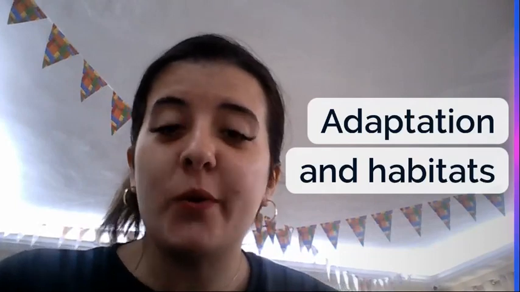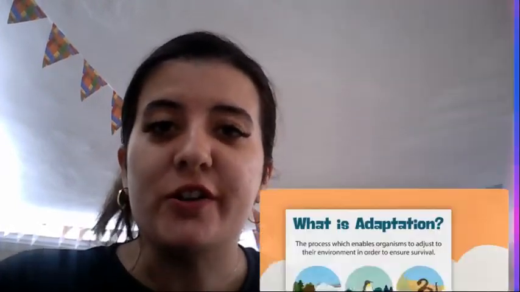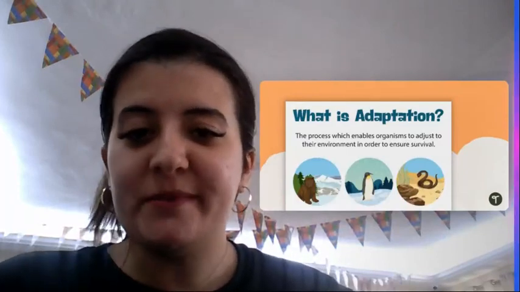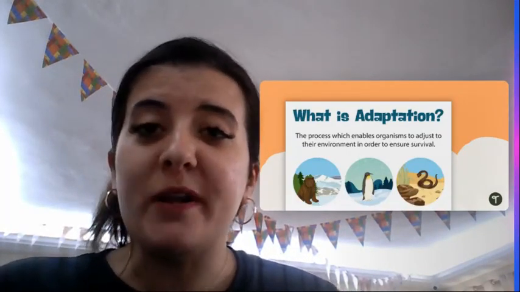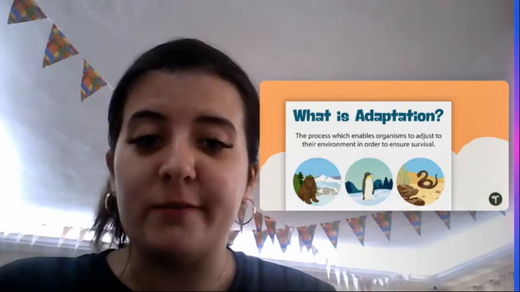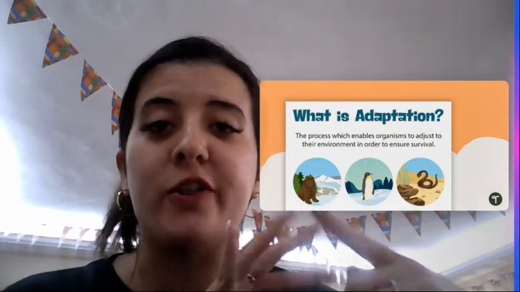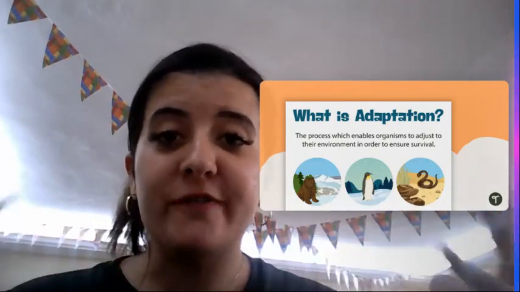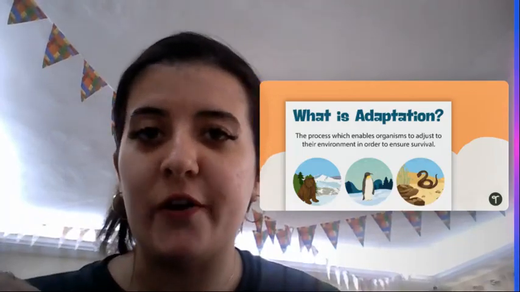Today we're going to be inquirers and talk about what is adaptation and habitats. So first, what is adaptation? Adaptation is a process that helps organisms or living things adjust to the environment around them to be able to survive. How can little things, parts of their body or their behavior, help them survive in the environment that's around them? For example, if they're living in the cold or in the hot or anything like that.